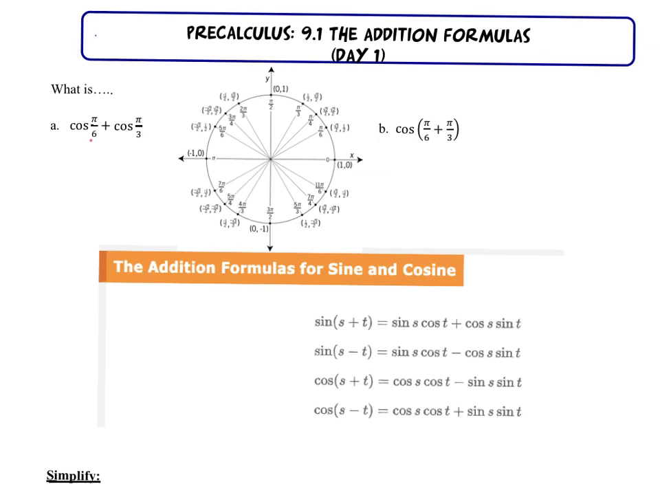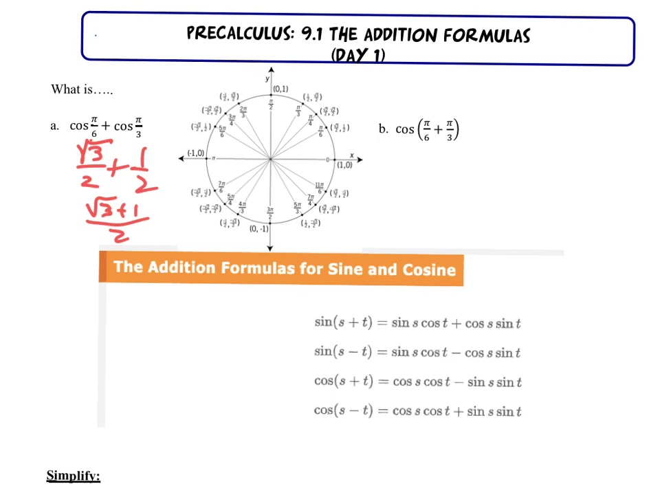The cosine of pi over 6, as you know, with pi over 6, cosine is x, sine is y. So that cosine of pi over 6 is root 3 over 2. So let's write that down. Cosine of pi over 3 is 1/2. So then the final answer to this, cosine pi over 6 times cosine pi over 3, is root 3 plus 1 all over 2.